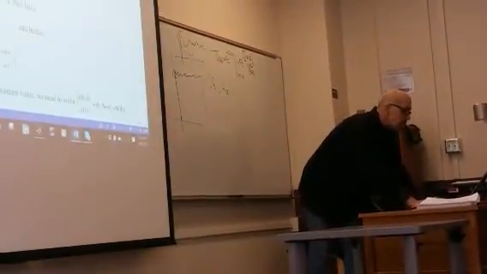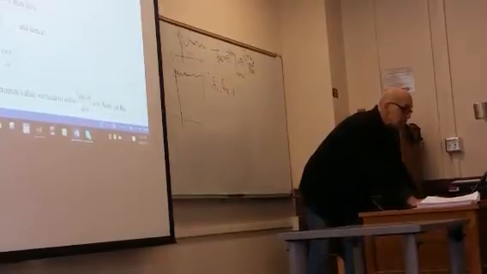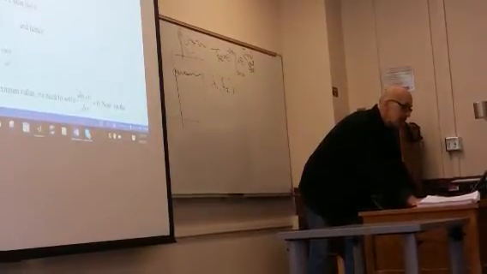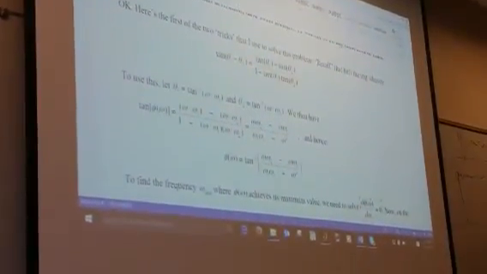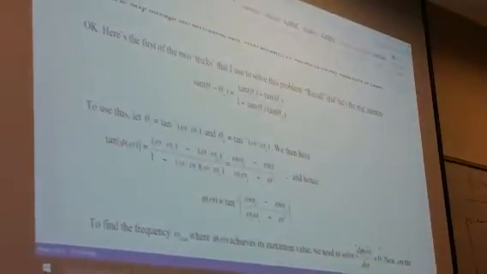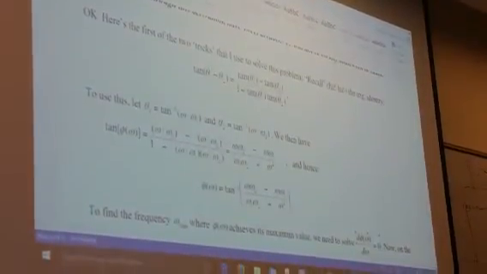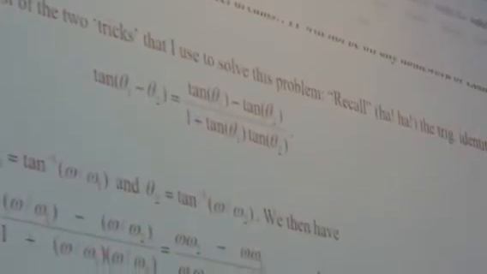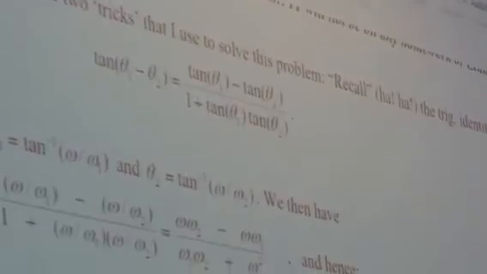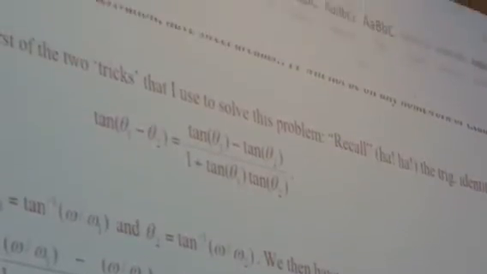All right, here's the first of the two tricks that I use to solve this. Recall the trig identity: tan of (theta 1 minus theta 2) is tangent of theta 1 minus tangent of theta 2, over the quantity 1 plus tangent of theta 1 times tangent of theta 2. I'm sure you all covered that in sufficient detail in your calculus course. Yes. Or even perhaps in pre-calculus.